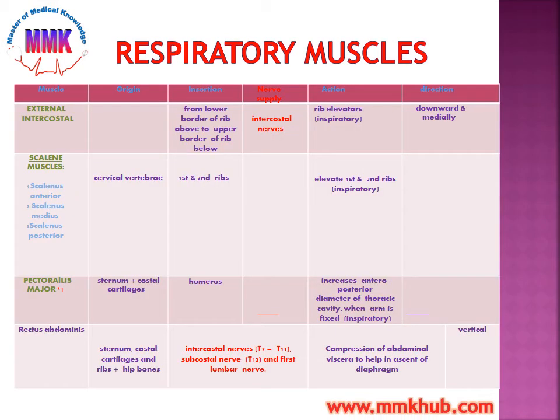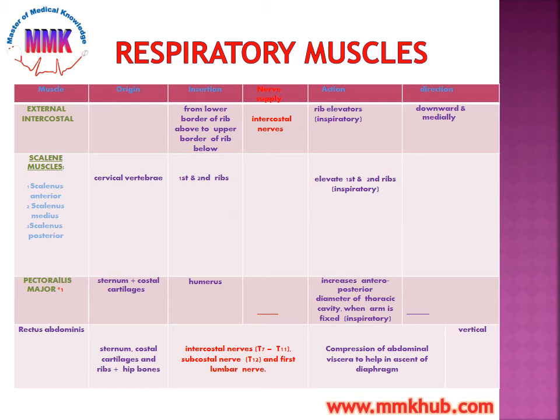This is the table summarizing the respiratory muscles. External intercostal muscle: the fibers move in a downward and medial direction from the lower border of the rib above to the upper border of the rib below. It is supplied by the intercostal nerves, and its action is elevation of the ribs in inspiration. Then the scalene muscles, of 3 types: scalenus anterior, scalenus medius and scalenus posterior. They arise from the cervical vertebrae and are inserted into the first and second ribs, and their function is to elevate the first and second ribs during inspiration.